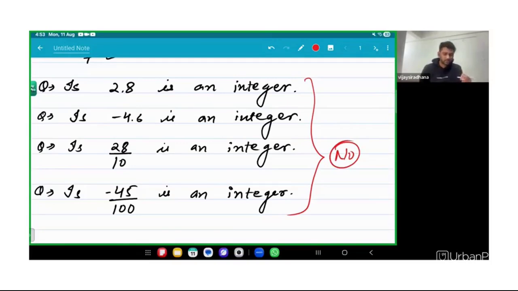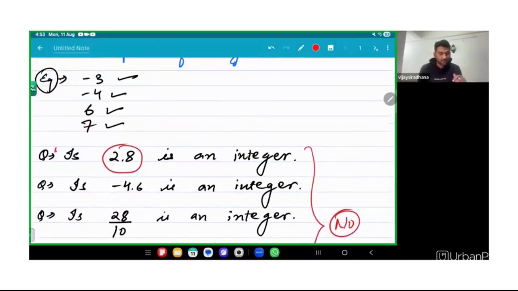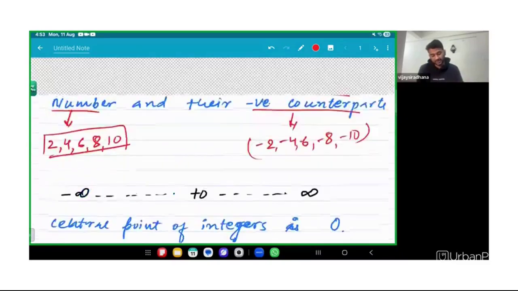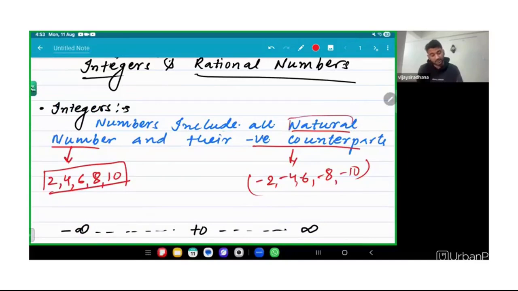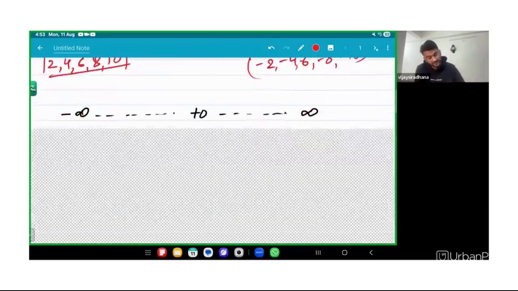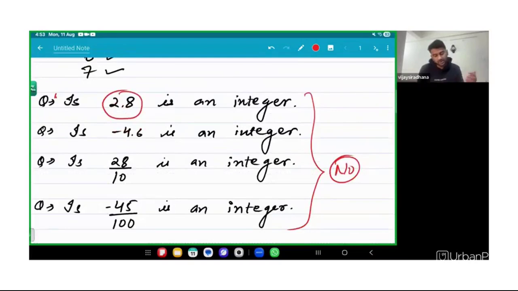Now we'll break down the questions and see why they are not integers. In the first question, they are asking whether 2.8 is an integer. Is it a natural number? This is what the definition is: integers include all natural numbers and their negative counterparts. Is it a natural number? No, it is not a natural number. So simply, it's not an integer. Second, -4.6. Although it's a negative counterpart, it is not a natural number. So it's not an integer.